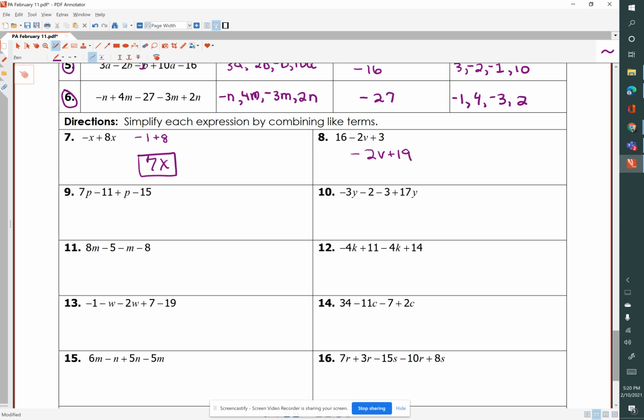Now we have 7p minus 11 plus p minus 15. So we have an invisible 1 here. So 7 plus 1, we have 8p. Then we have negative 11 minus 15, which is negative 26. Let's box our answers. Number 10, negative 3y minus 2 minus 3 plus 17y. So negative 3y plus 17y equal 14y. And negative 2 minus 3 is negative 5.